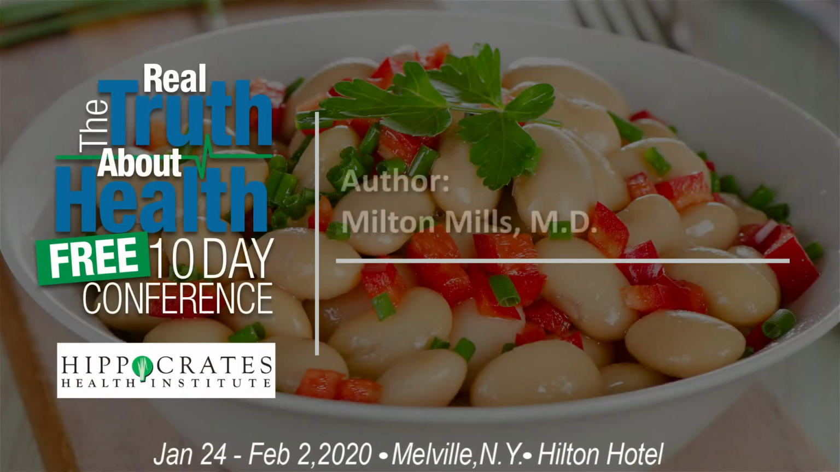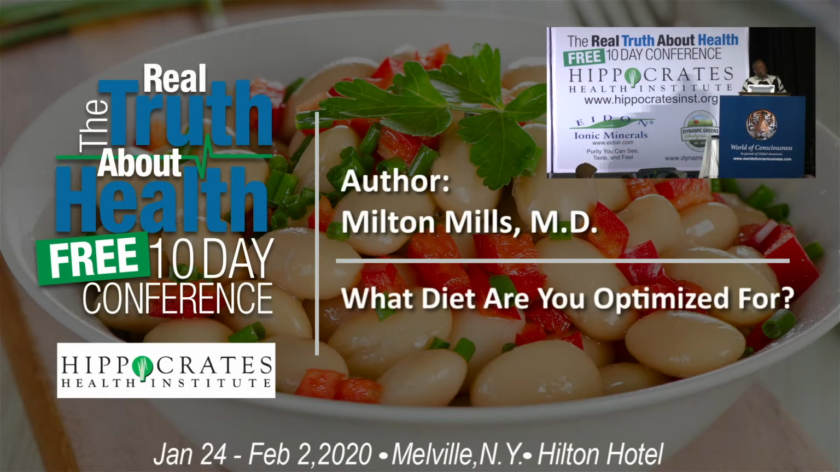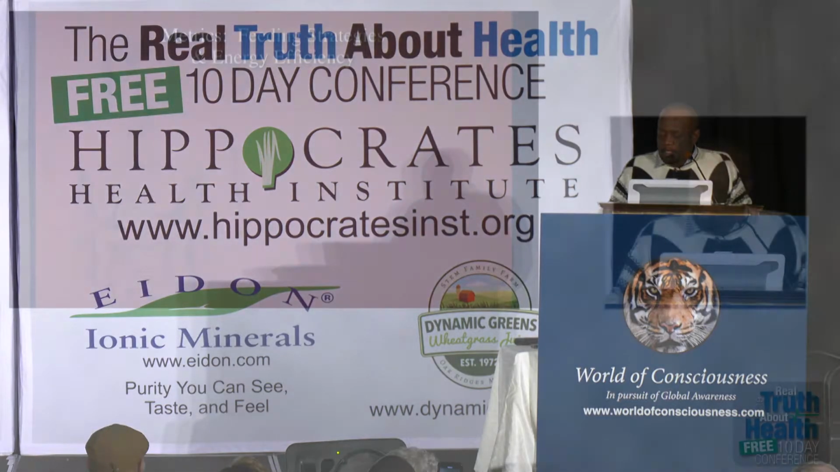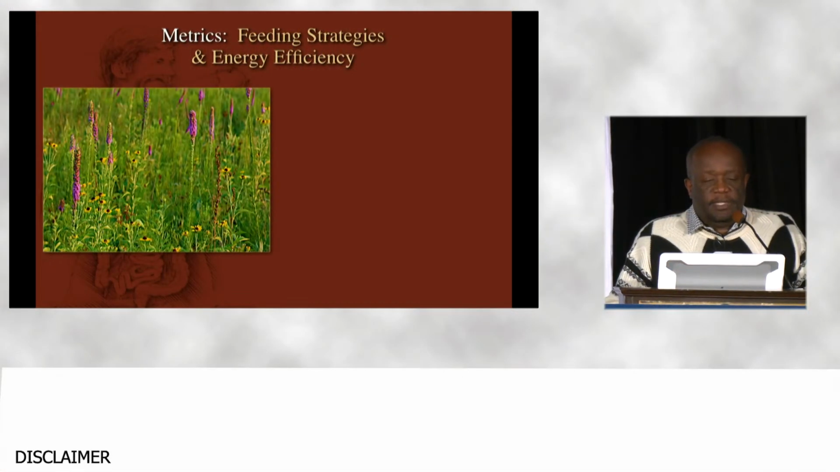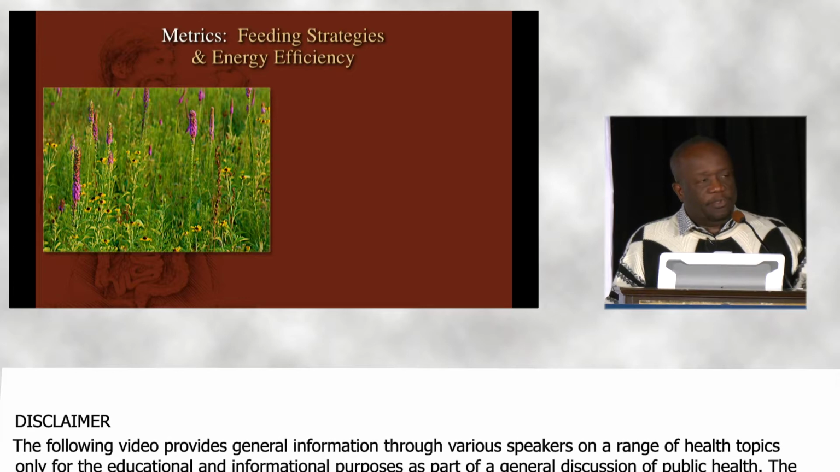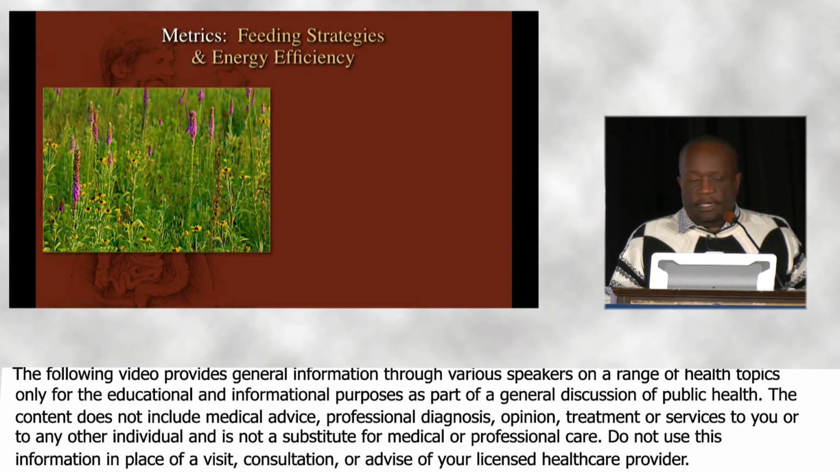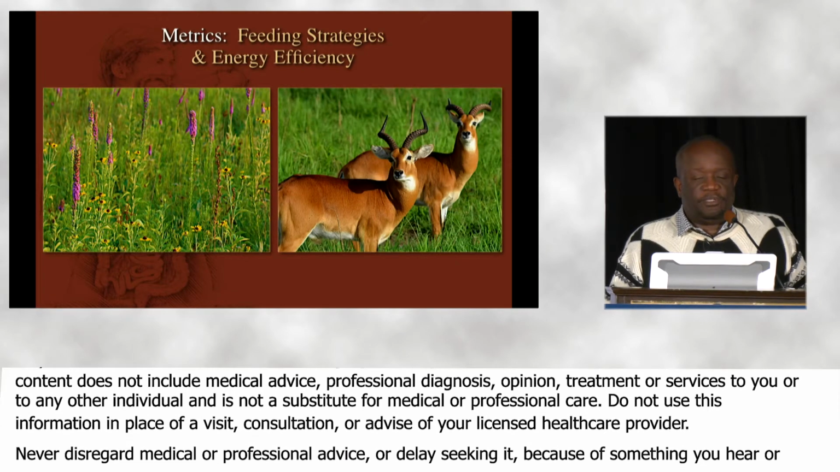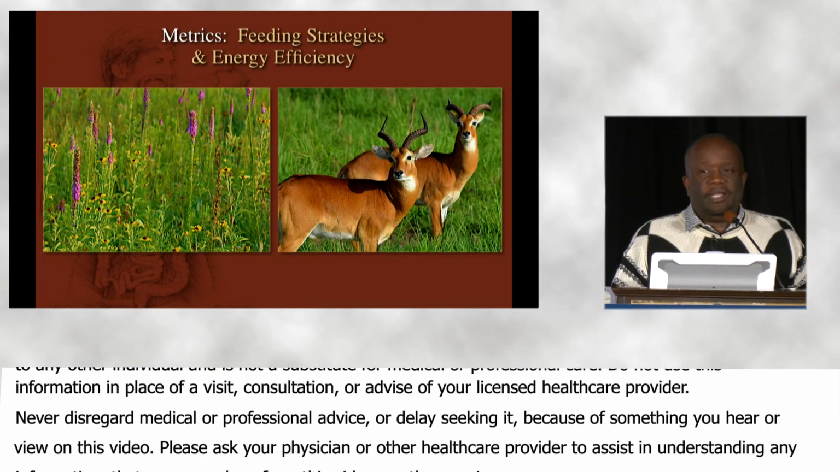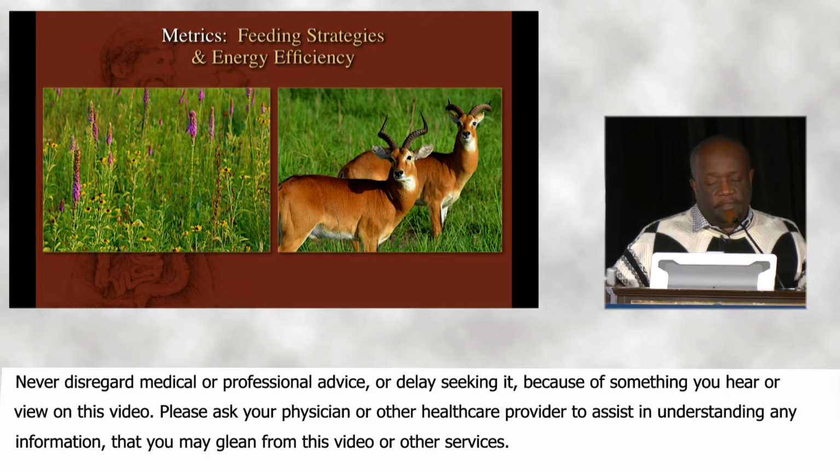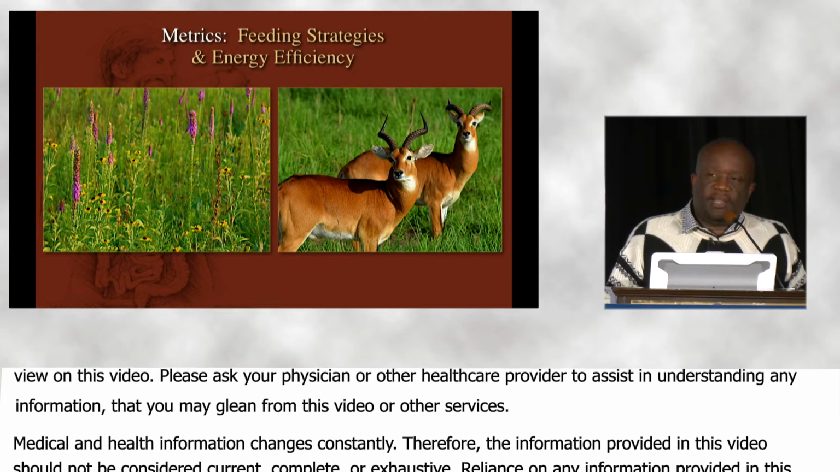So how are we going to figure that out? How do you figure out what a particular animal should be eating? Well, first of all, it's very clear that animals that are designed to eat stuff that looks like this clearly have different issues from animals that are designed to eat things that look like these two antelope over here.